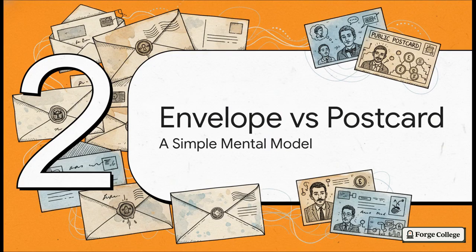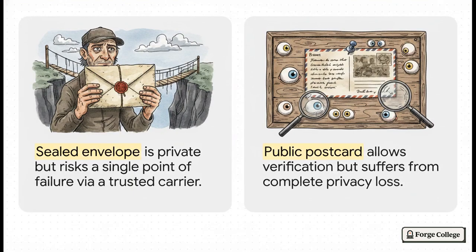Section 2. Envelopes versus public postcards. A simple mental model. Imagine two completely different ways to send a message. On the left side, you've got a sealed envelope. This represents private payments. The contents, who is sending what to whom, are totally hidden, which is fantastic for privacy, right? But there's a huge catch. It requires a trusted carrier. If that carrier decides to open it, tamper with it, or just chuck it in a dumpster, well, you're out of luck. It's a massive single point of failure.